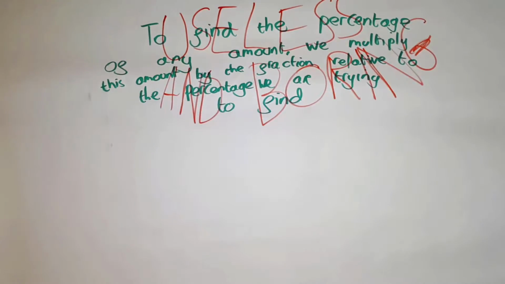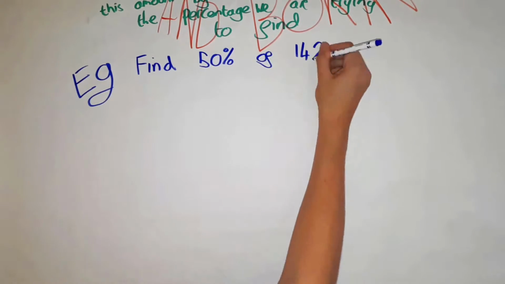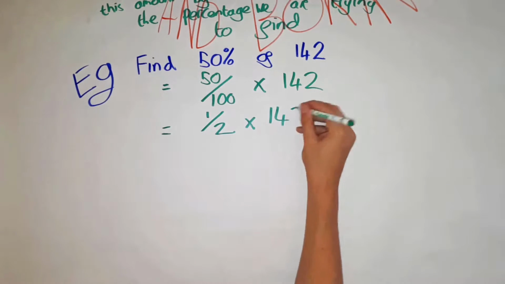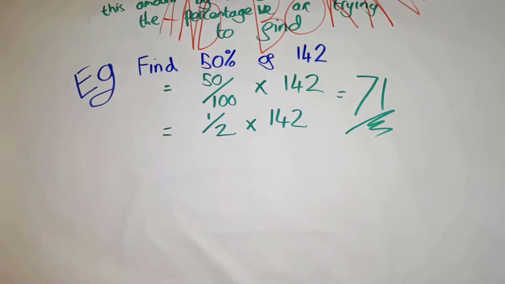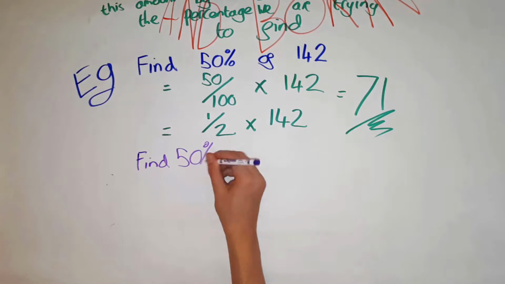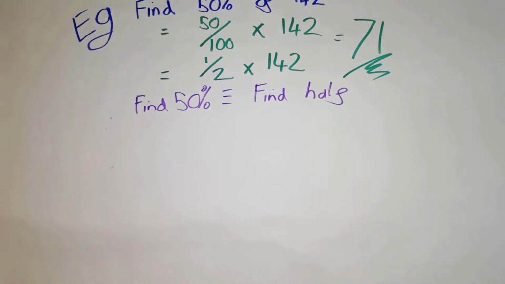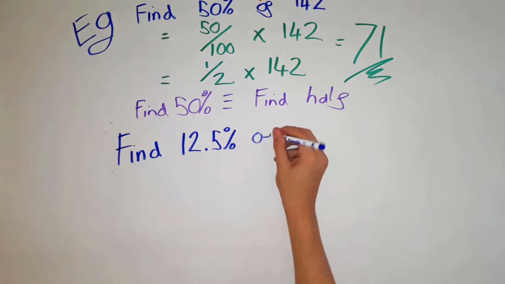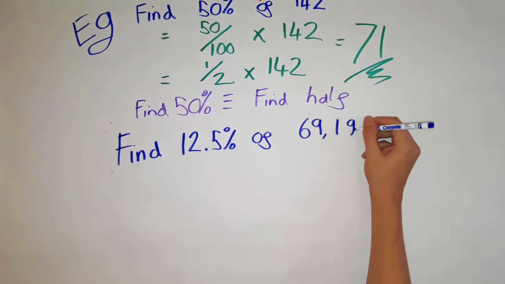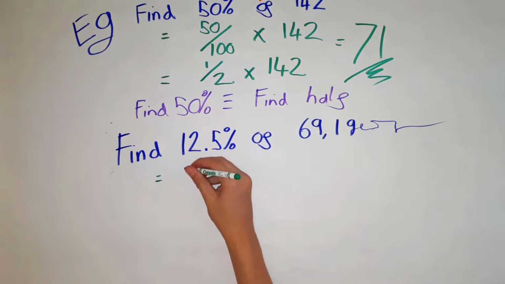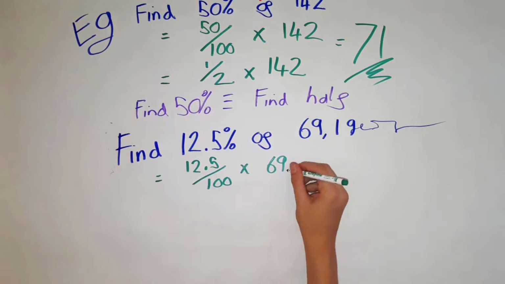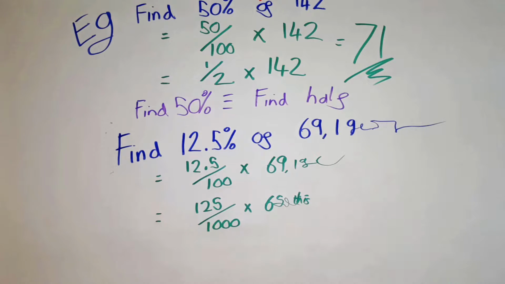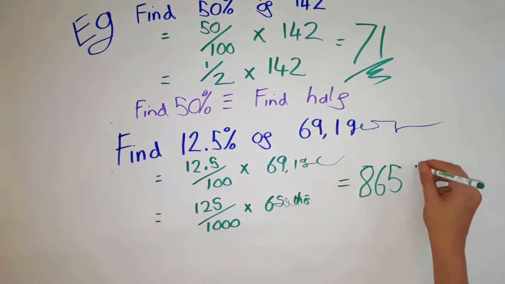What will help everyone though is examples. If we're finding 50% of 142, we do 50 over 100, or a half, times 142, giving us an answer of 71. This makes sense as 50% means half, so this question essentially means find a half of 142. If we're looking at a more complicated example and finding 12.5% of 69,190, we can do 12.5 over 100, or 125 over 1,000, times 69,190, to get an answer of this.